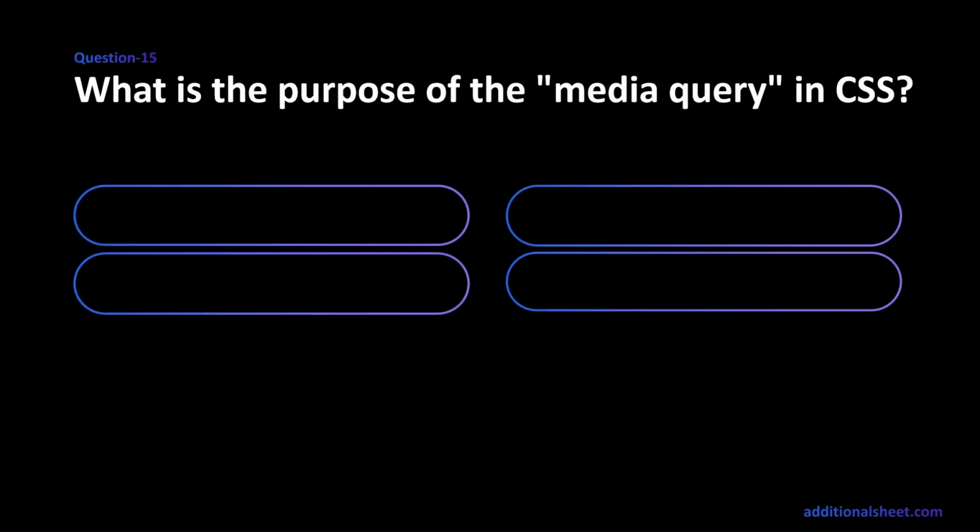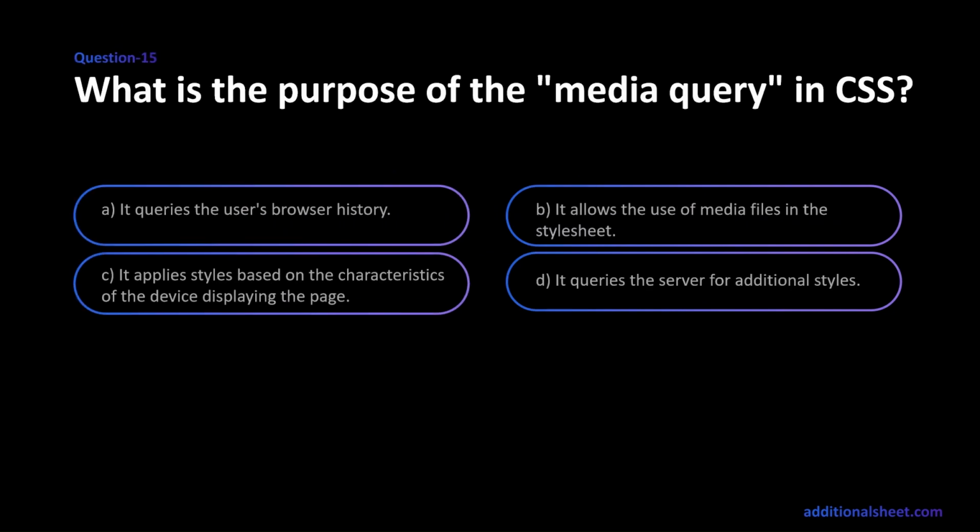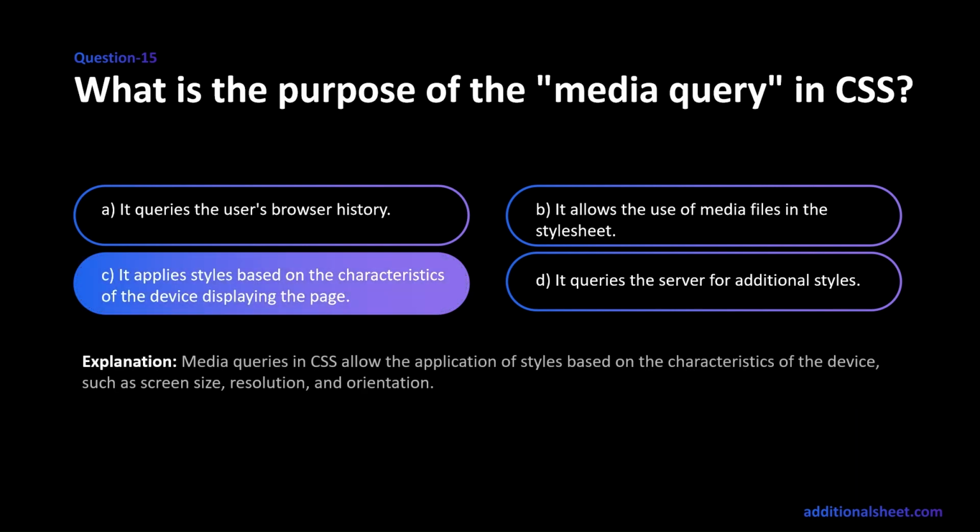Q15, what is the purpose of the media query in CSS? Options are A. It queries the user's browser history. B. It allows the use of media files in the style sheet. C. It applies styles based on the characteristics of the device displaying the page. D. It queries the server for additional styles. Correct answer is option C. Media queries in CSS allow the application of styles based on the characteristics of the device, such as screen size, resolution, and orientation.